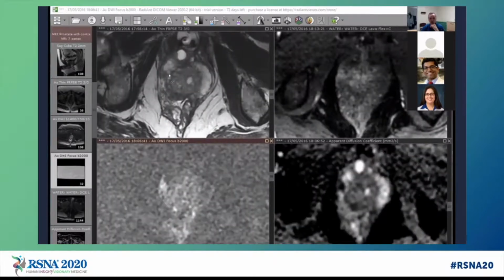So within this MR, and I'm hovering over this area here, the diffusion weighted imaging really helps us here. So high signal on the B-value imaging and corresponding low signal on the ADC map.